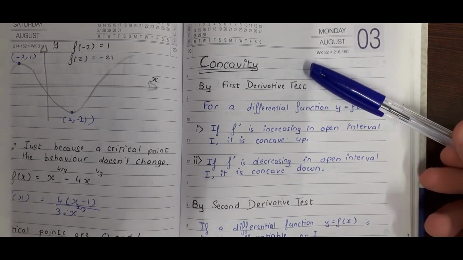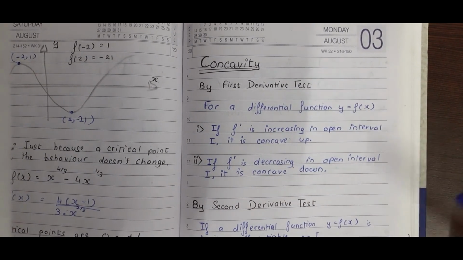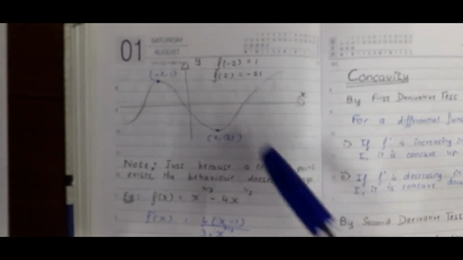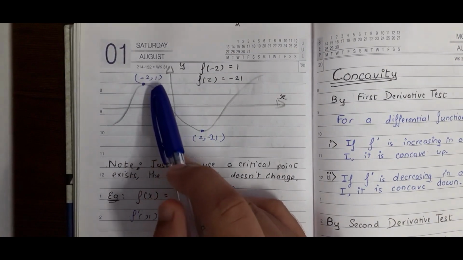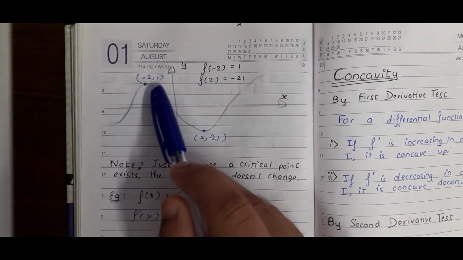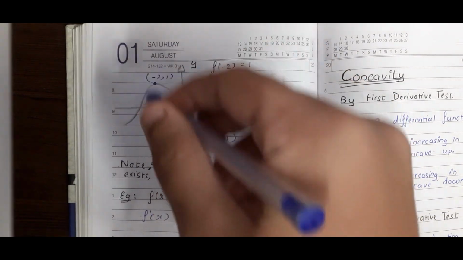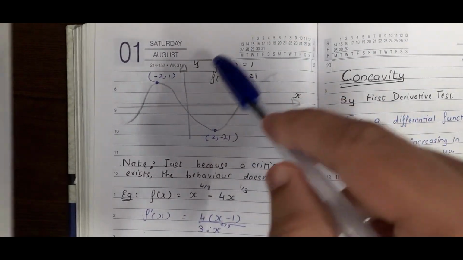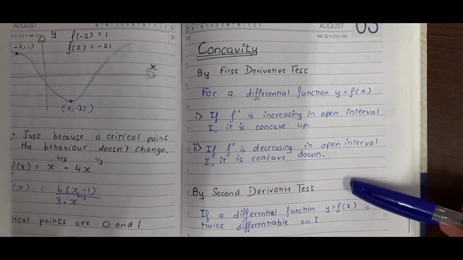Today we'll start with concavity, and we can determine concavity using multiple methods such as the first derivative test and the second derivative test. Now, what is concavity? If we look over here, we can see that this is a concave down function, because if we take it as a parabola, it will be like a parabola facing down. So it is concave facing downwards. This is concave down. Same way, this is like a parabola facing upwards. This is concave up. You can determine the concavity using the first derivative test or the second derivative test.